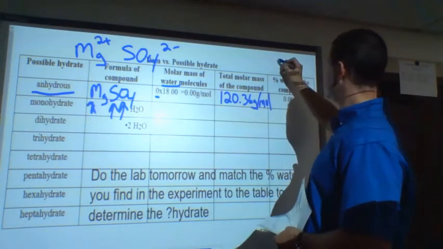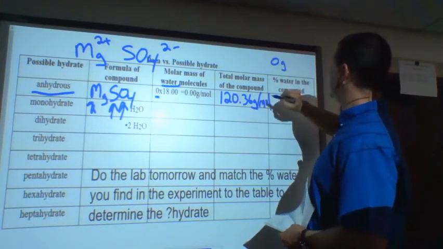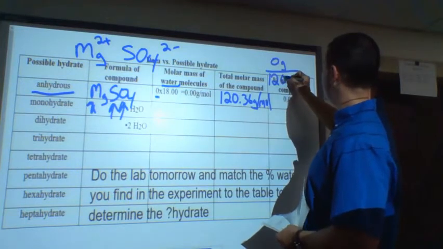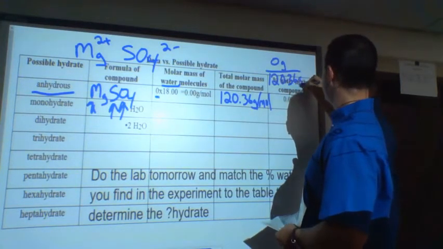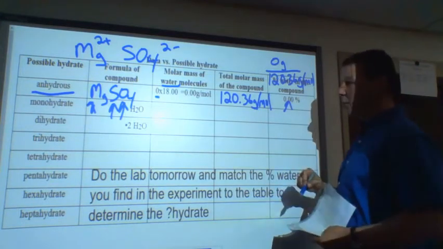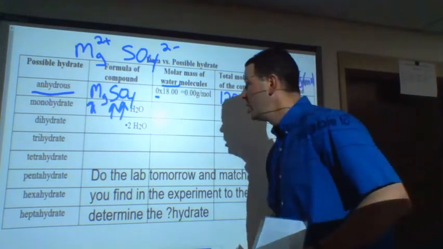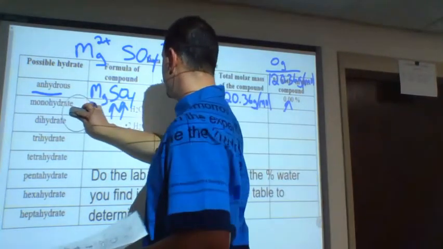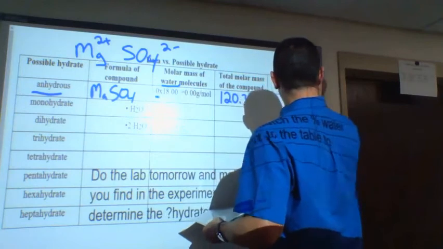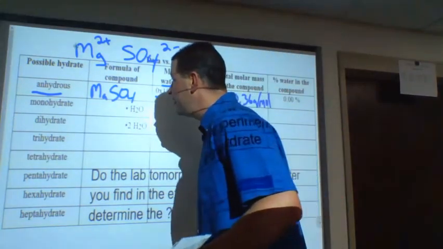And then the percent water in the compound. Well, there's 0 grams of water in the compound. And the total mass of the compound is 120.36 grams per mole, times 100. So you're going to get 0% water in the compound. We're going to do one more, and I'll give you the feel for what's going on, and then you're on your own to fill out the rest of them for magnesium sulfate.